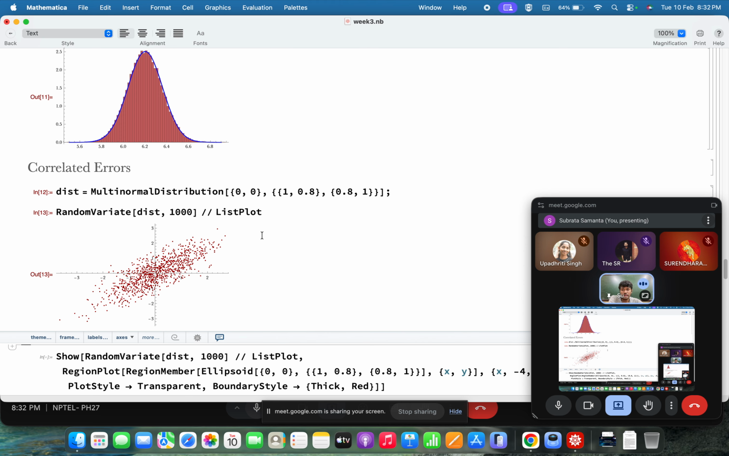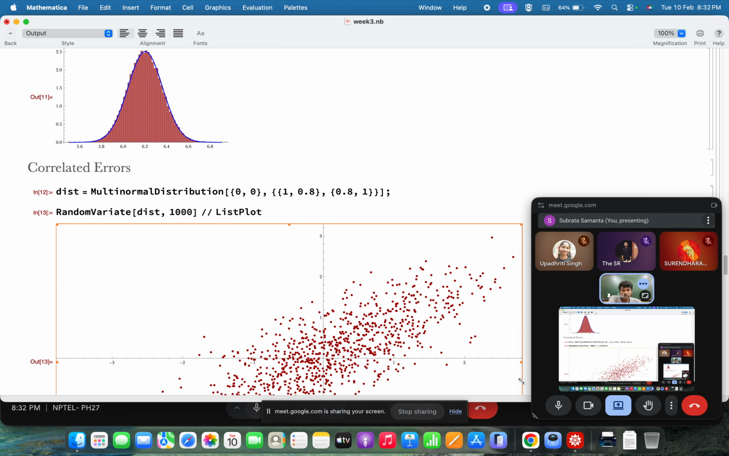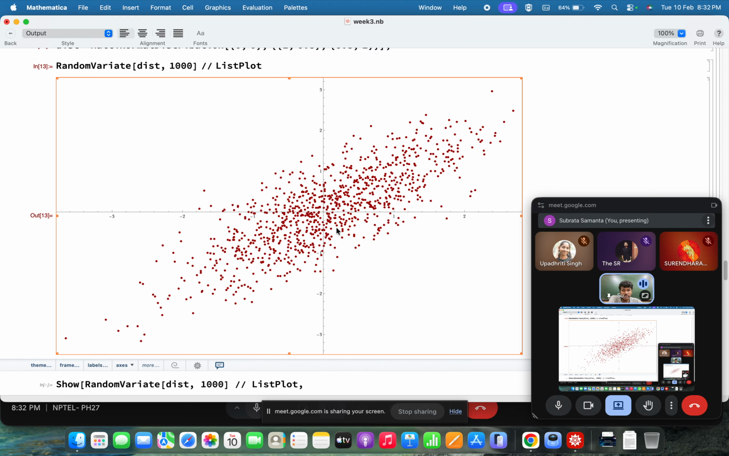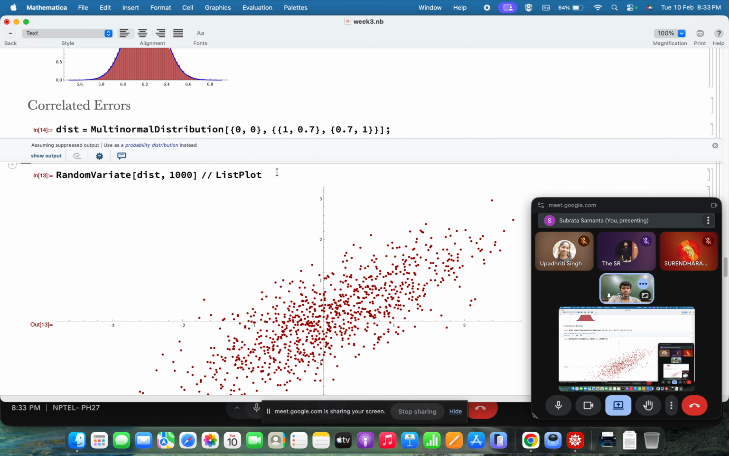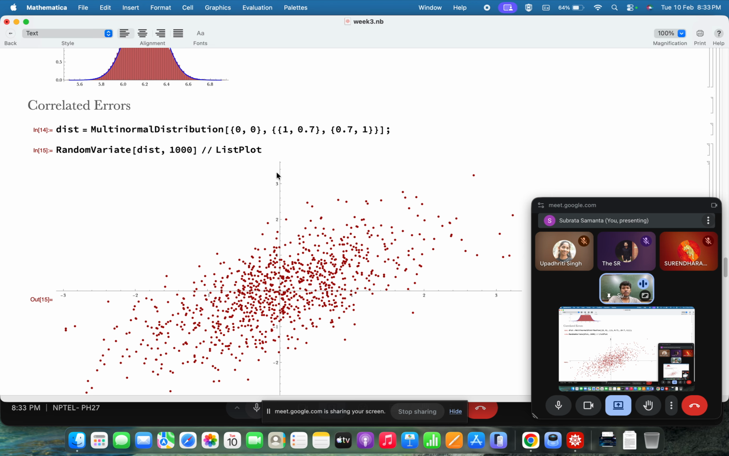Yeah, so I generated 1000 points from this with these correlations with a mean of 0 0. Let us zoom in on this. You see that 0 0 is the mean and I generate the points with these correlations, 1 and 0.8. If we change the correlation, let us say to 0.7, and then plot randomly, you see your correlation changes.